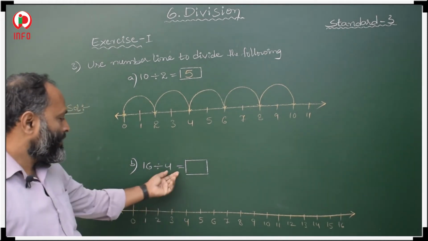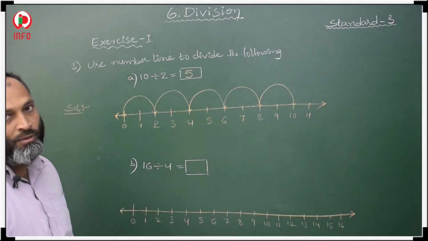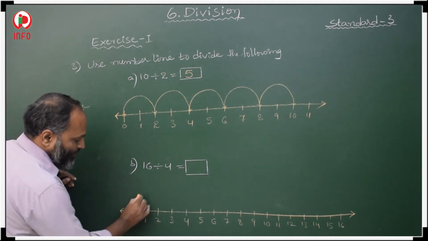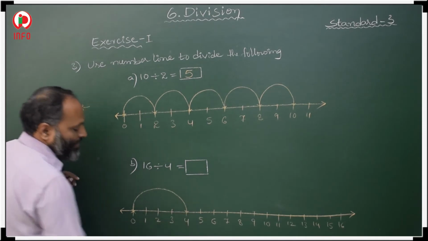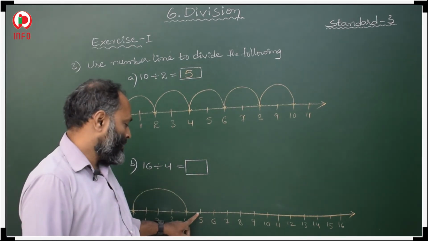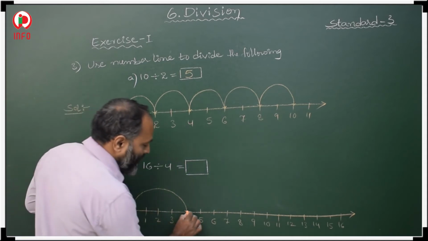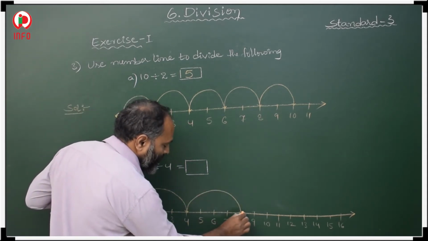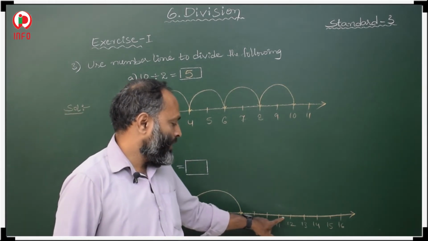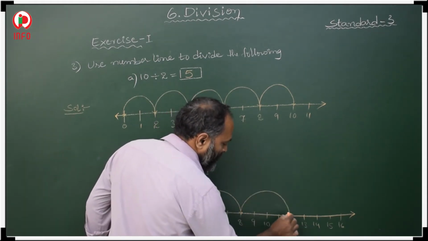What is the divisor here? 4. It means we have to jump 4 places, 4 units, from 0. So we jumped 4 places. From 4 again 4 places: 1, 2, 3, 4. So in the second jump we are at 8. Next, in the third jump, 1, 2, 3, 4, we are at 12. It is our third jump.